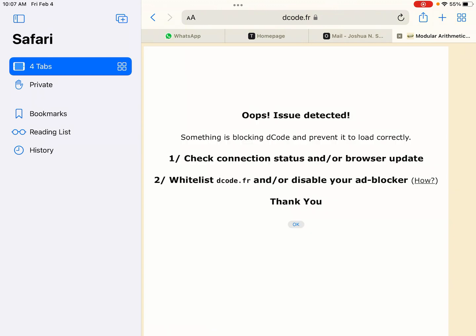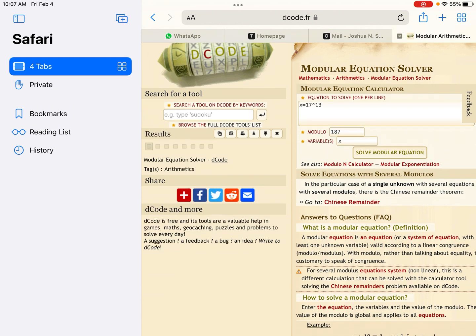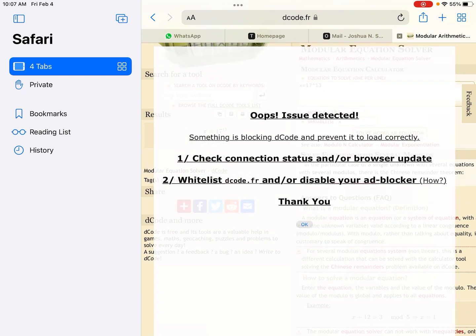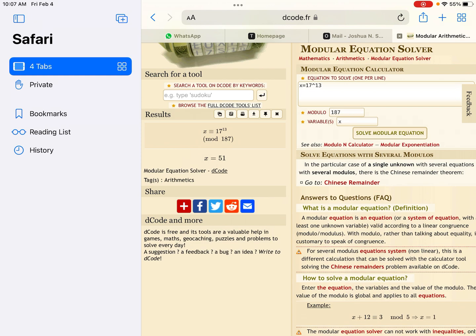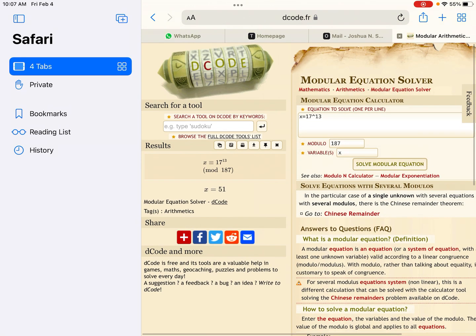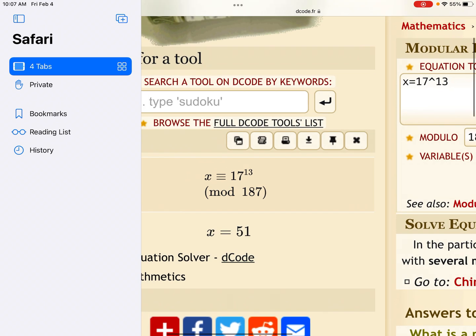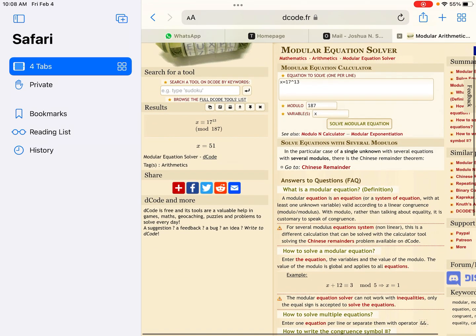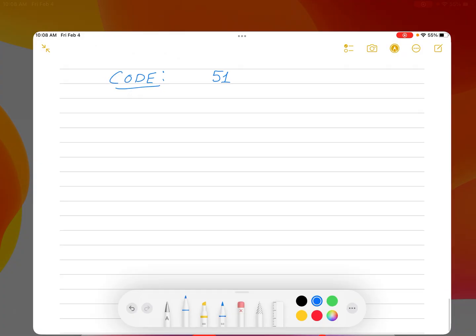And here on the left side, you see results processing. Something blocked. Okay, let me try it again. Normally it doesn't do that. Okay, it wasn't doing that earlier. Okay, here it is. Right here: 17 to the 13th power mod 187 is 51, so your answer is 51. That's what we got. So that's an efficient way to do it.